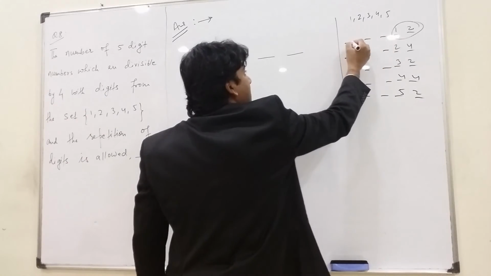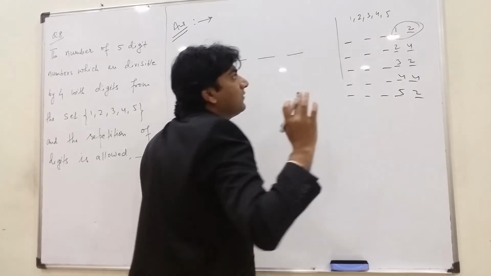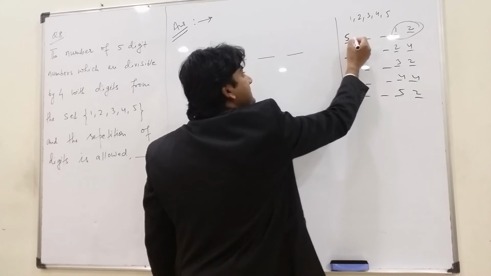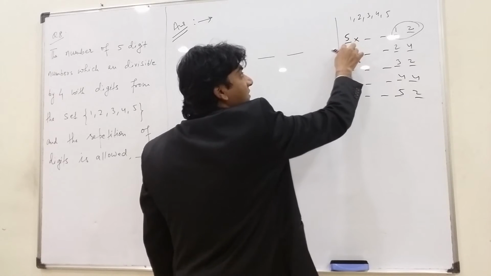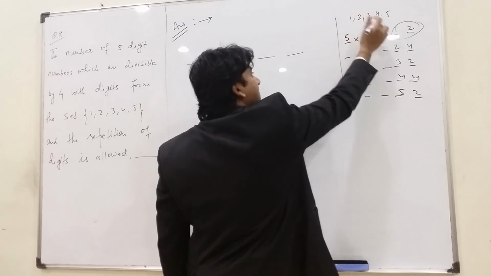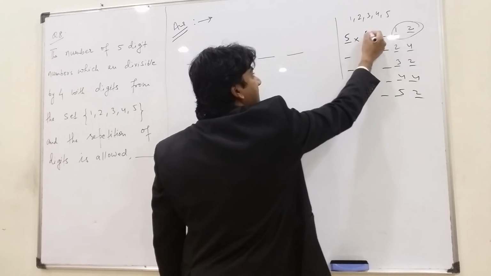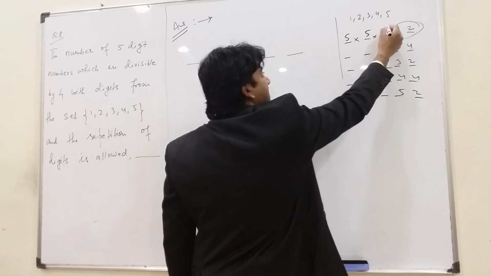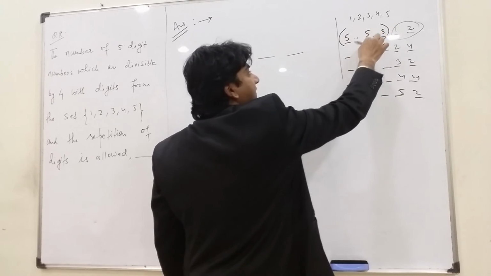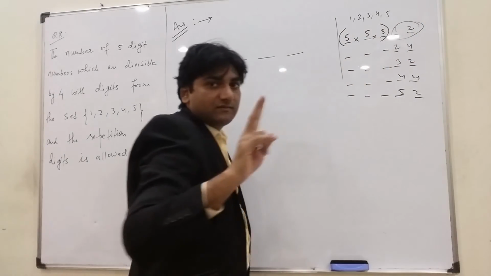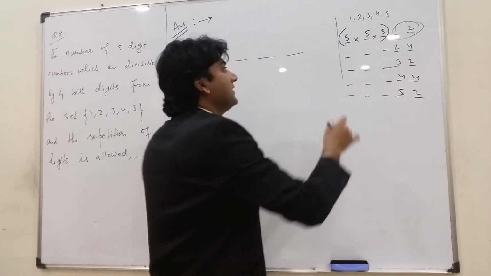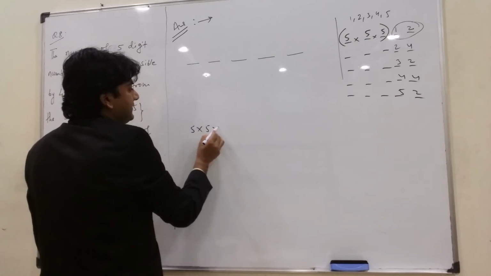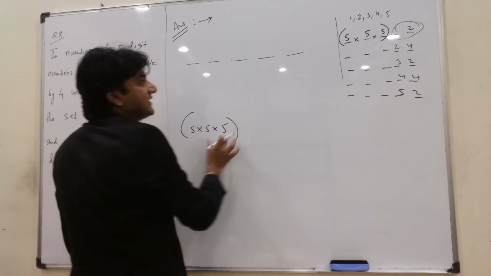So this place can be filled by any one of 1, 2, 3, 4, 5, so 5 ways. Similarly, since digits can repeat, this can also be filled in 5 ways, and this can also be filled in 5 ways. So the number of ways is 5 times 5 times 5, and 1 and 2, that is 12, is fixed. So 5 times 5 times 5 is 125. This is the first case.